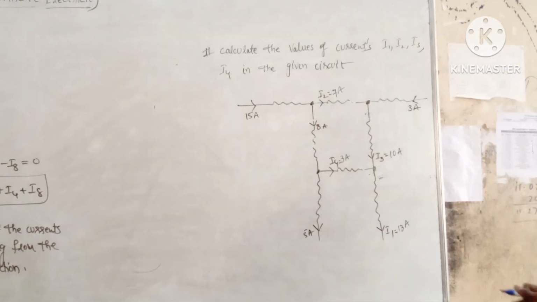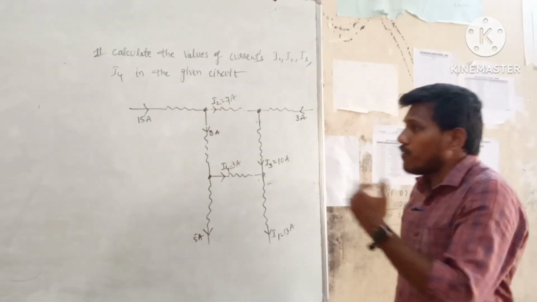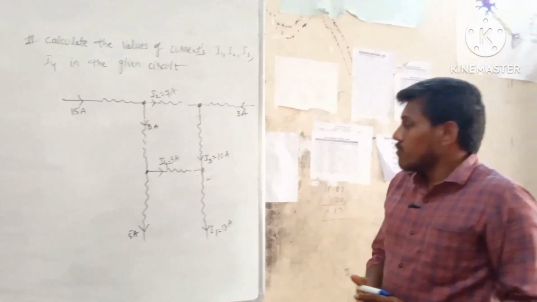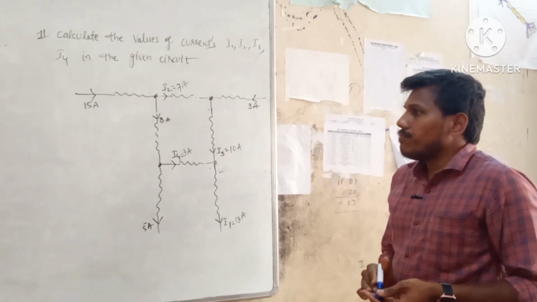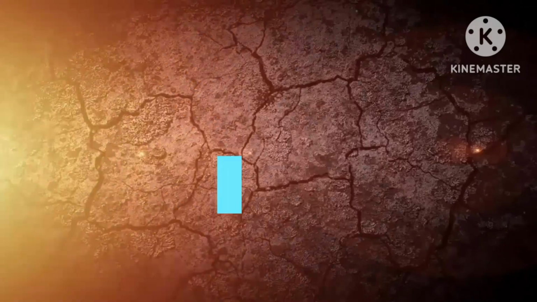13 amperes. This is how we calculate the values of I1, I2, I3, I4 with the help of current law or junction law. So this is the concept for Kirchhoff's first law or junction law. Okay, thank you.